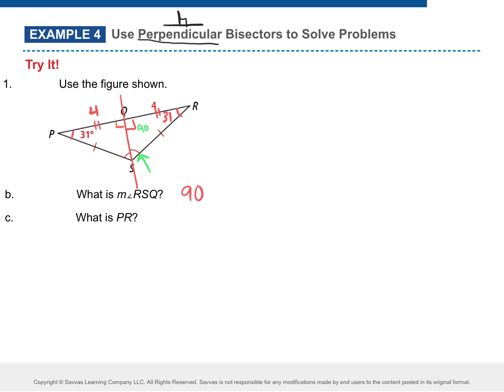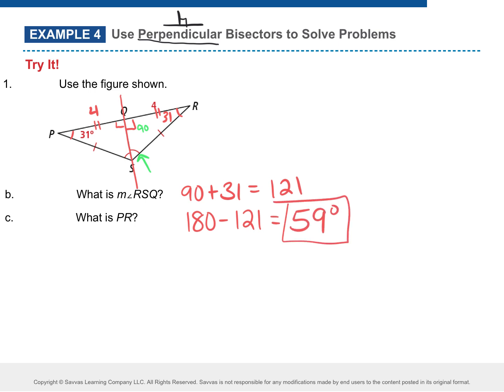So take 90. This is part A. Plus 31, which is 121. And now, how do I find the third? 180 minus 121 is 59. Yep, that's part A. Again, once you find something, I highly recommend you put it in the picture.